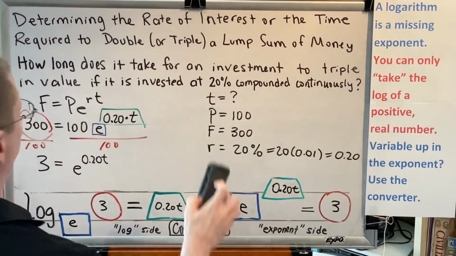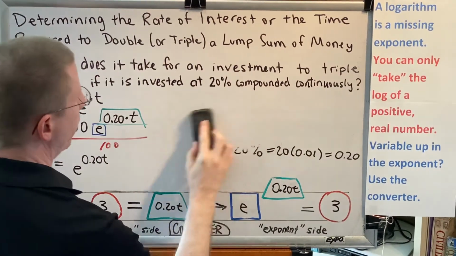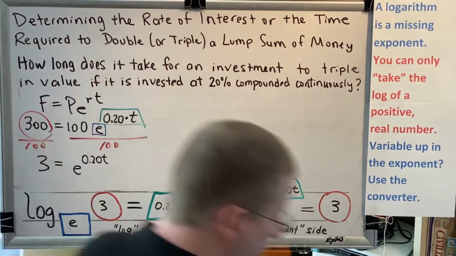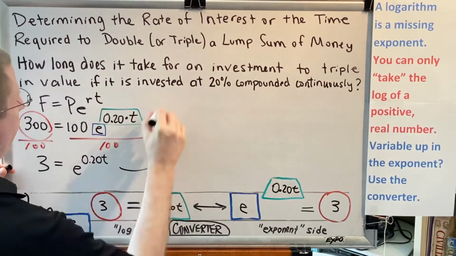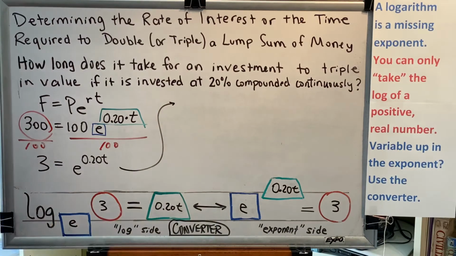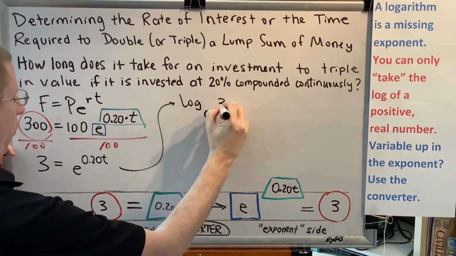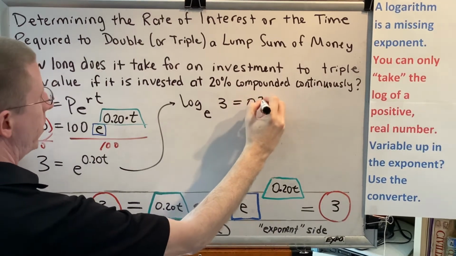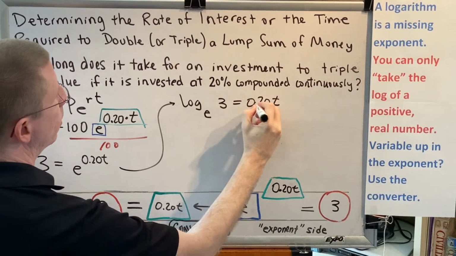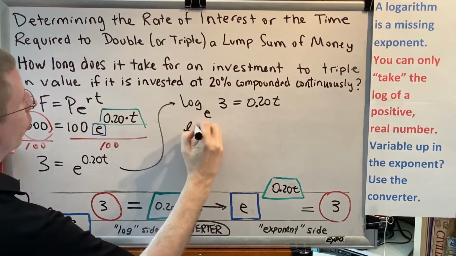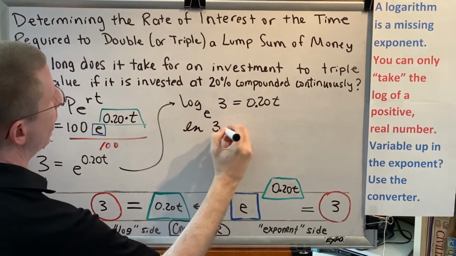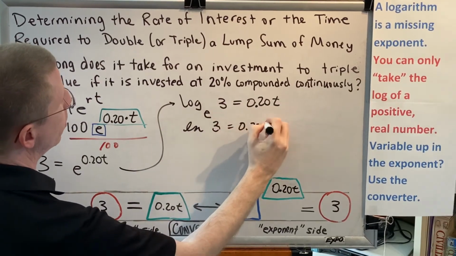I've kind of run out of room over here, so I'm going to erase this. Let's continue solving our problem. We've now converted from exponential to log form. So our new statement is log base E of 3 equals 0.20t. Of course, log base E is a natural log. So the natural log of 3 equals 0.20t.